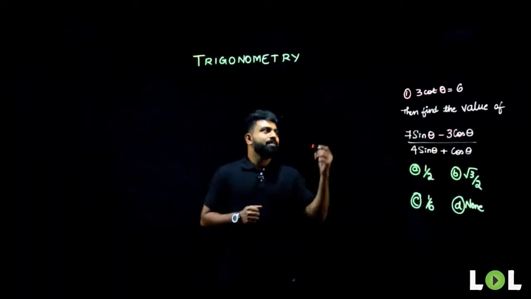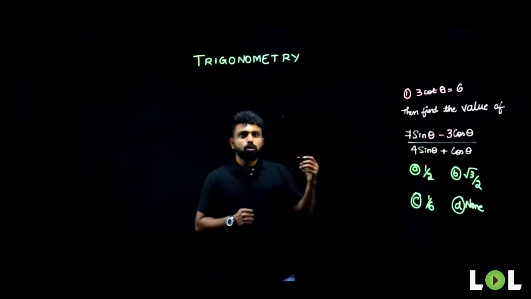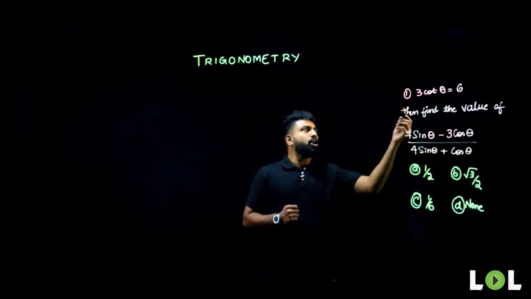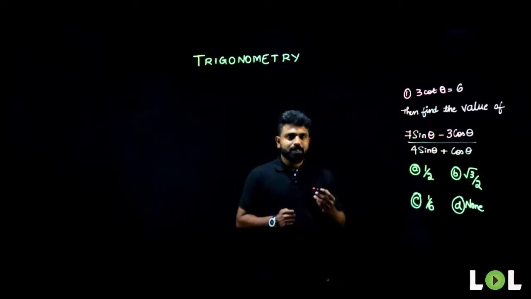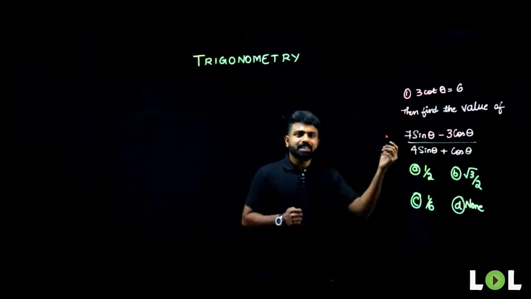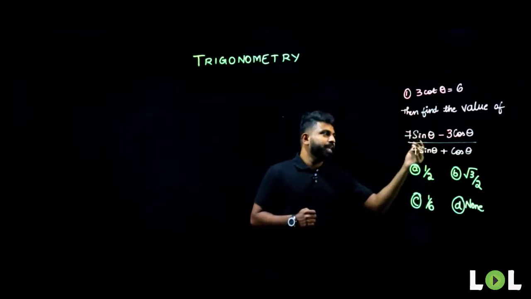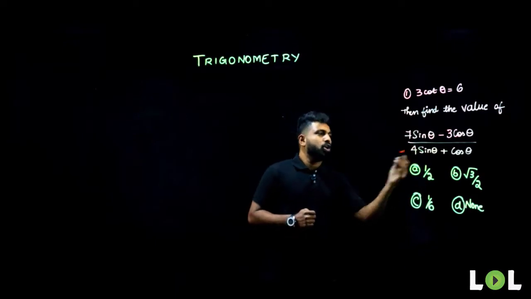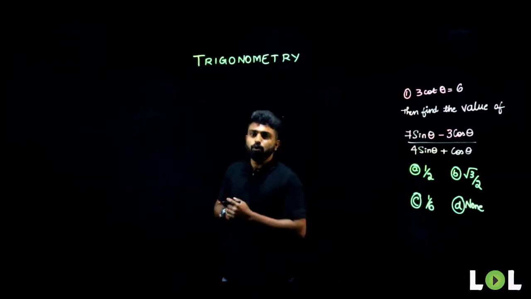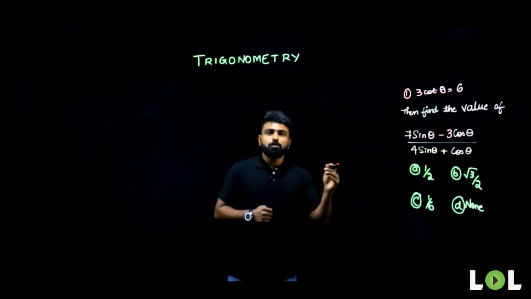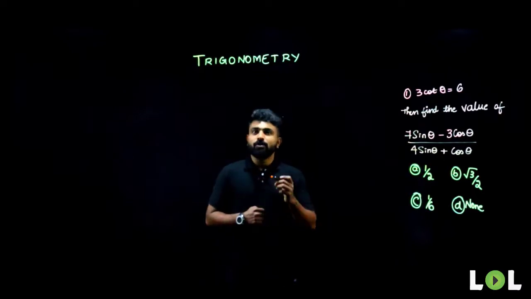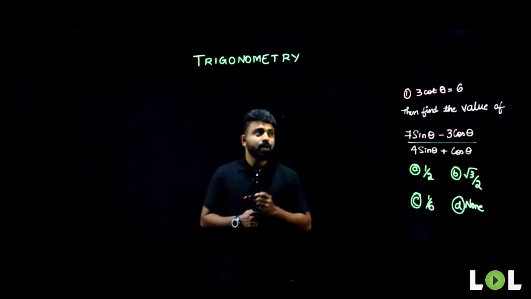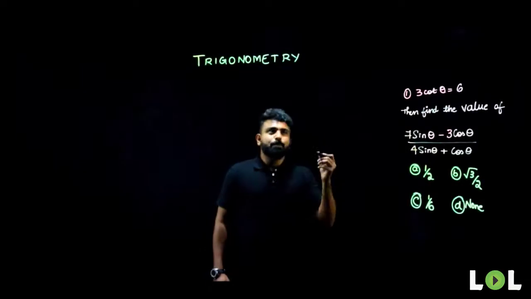So let us look at our first question for the day. So what are they asking? If 3 cot theta is equal to 6, then find the value of 7 sin theta minus 3 cos theta divided by 4 sin theta plus cos theta. So how can we solve this problem? Let us solve this problem in two different methods. You can follow whichever is convenient for you. First, let me solve it using the traditional approach.